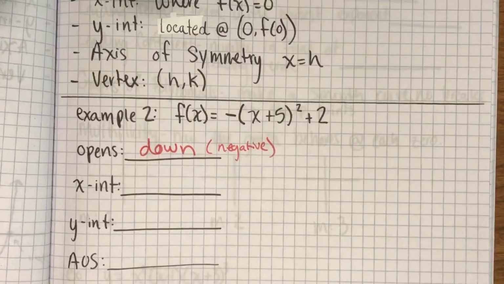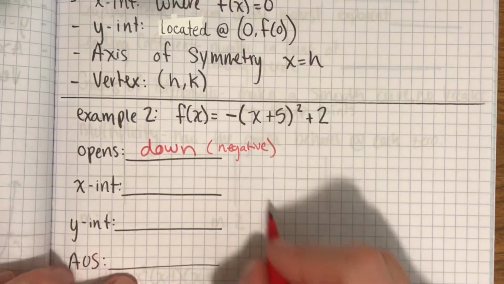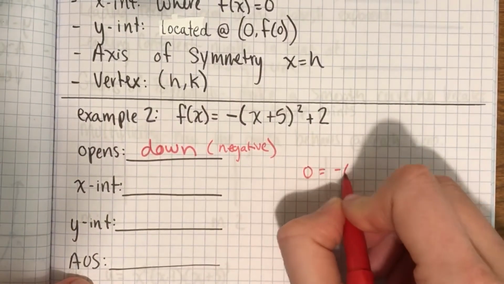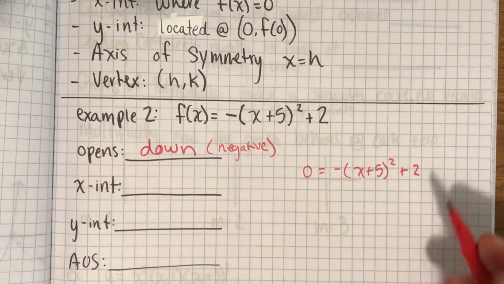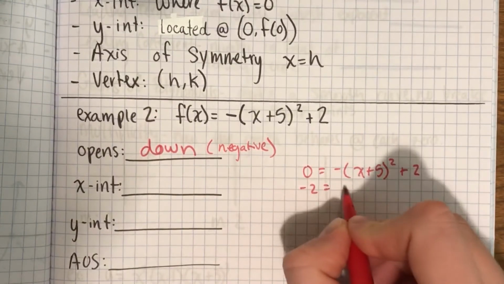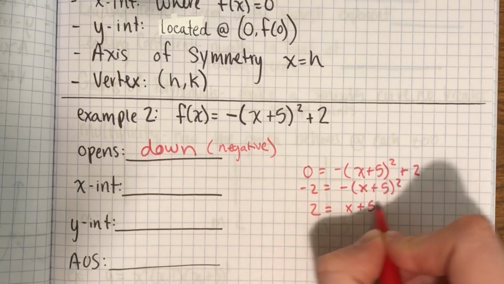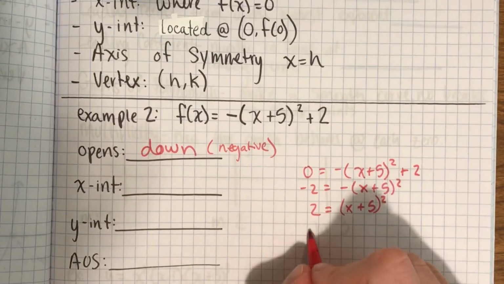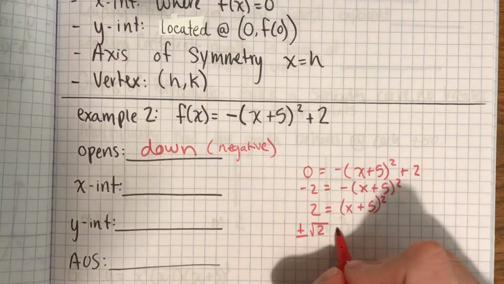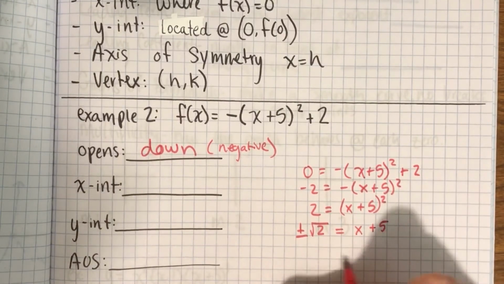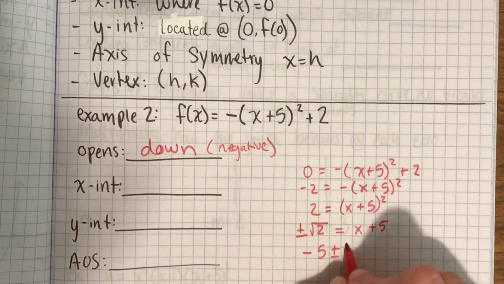Okay, the x-intercept, we will need to find that by setting our equation equal to 0. So with this, we would subtract our 2, and then we can just kind of solve this. So we'd have plus or minus square root of 2 equals x plus 5, and then we would subtract that. So we'd have negative 5 plus or minus the square root of 2.